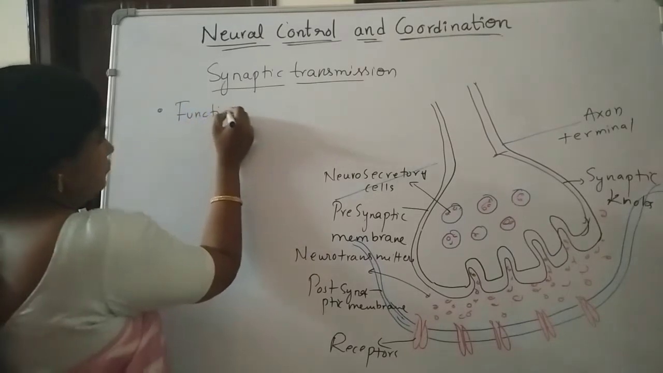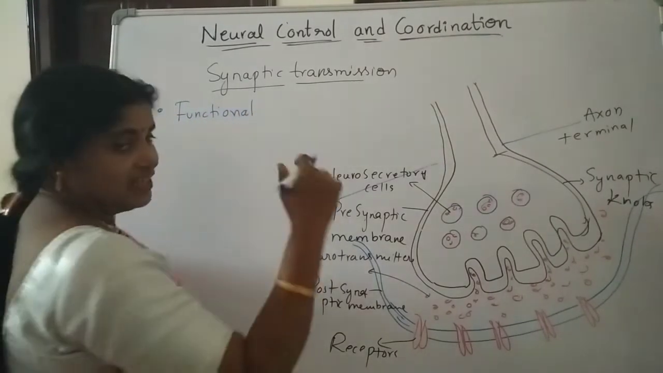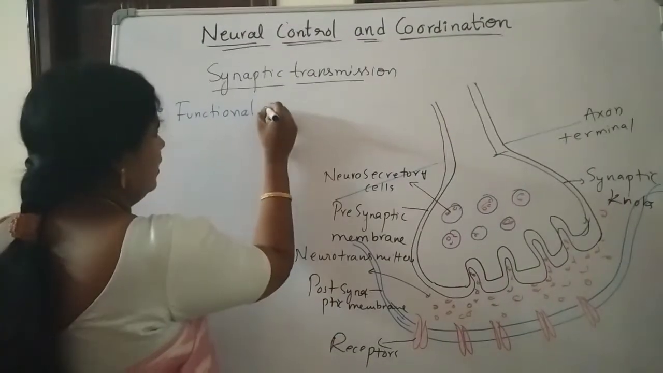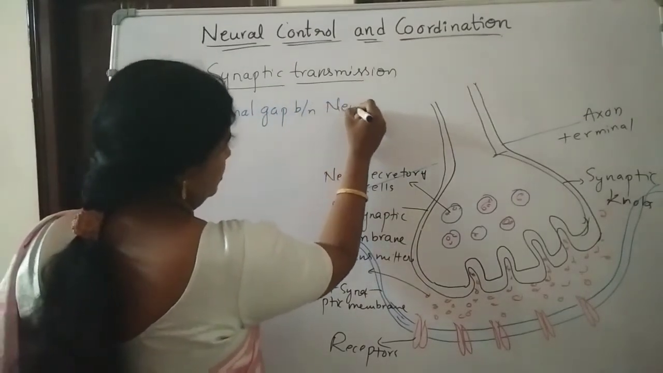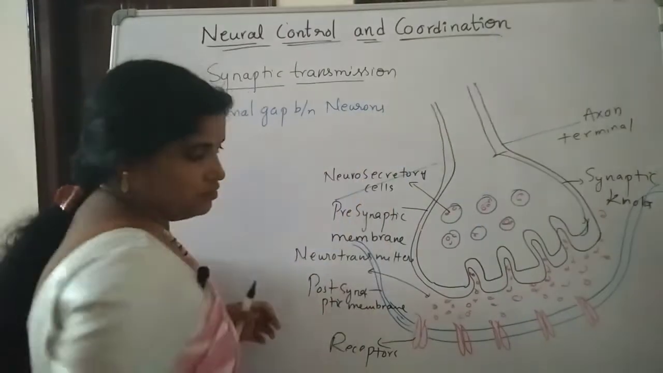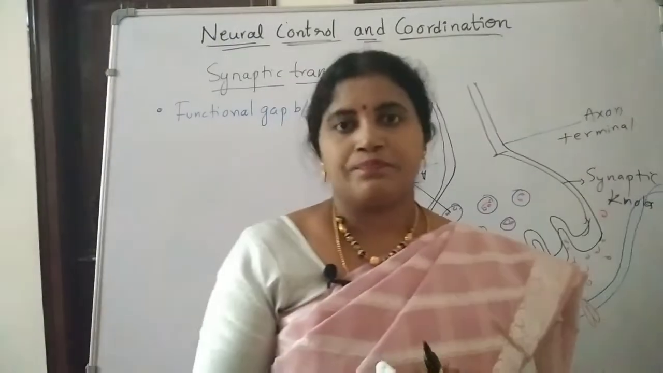So it is the functional gap for the transmission. Okay, functional gap between neurons. Okay, between neurons. So those gaps are known as synapses.